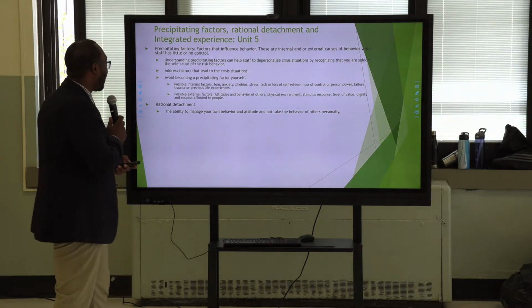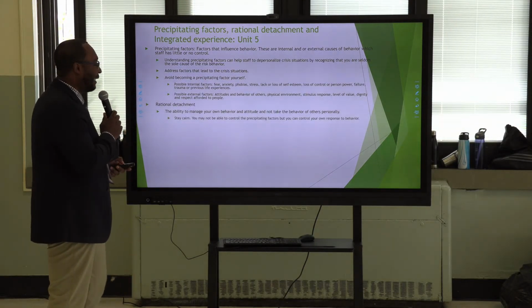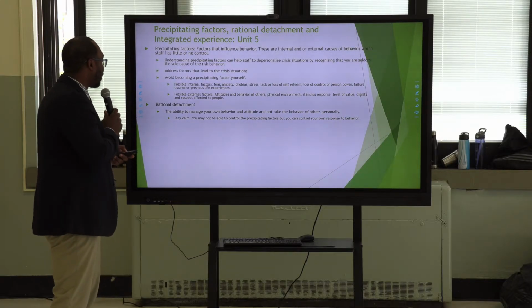So the biggest key here is you have to be able to rationally detach. It's easier said than done, but one of the things you want to do is stay calm.